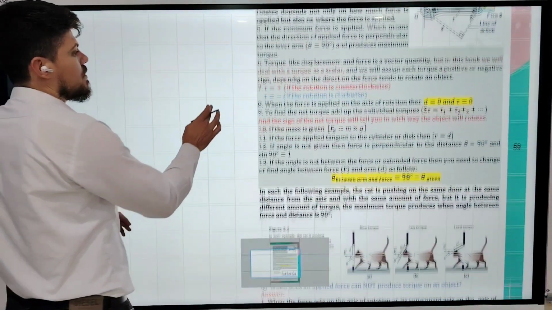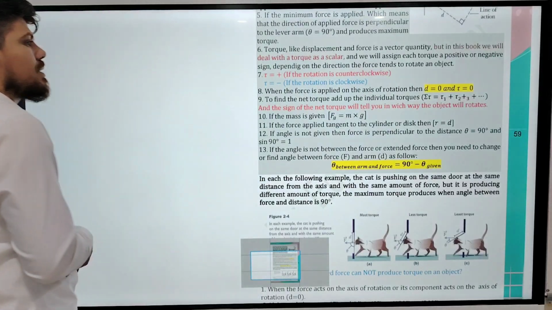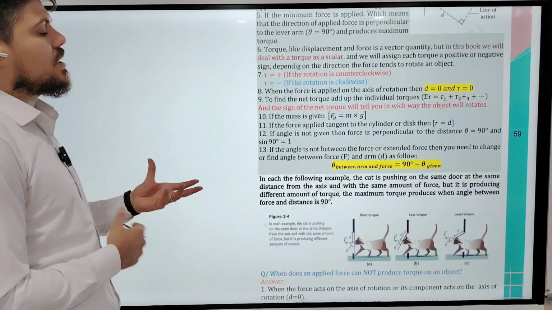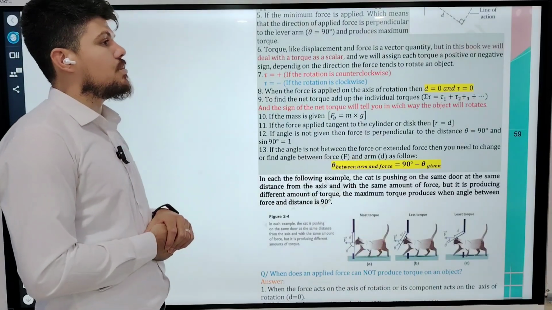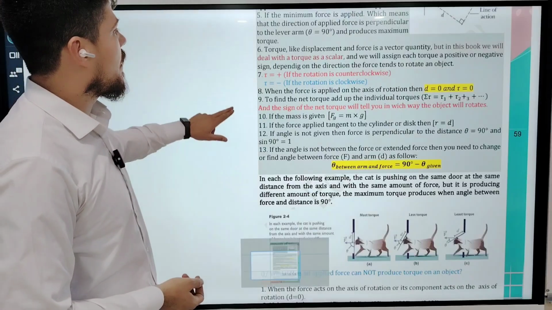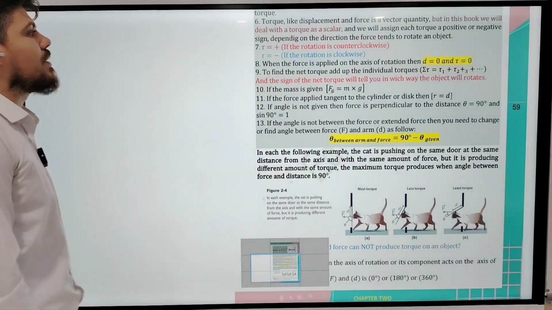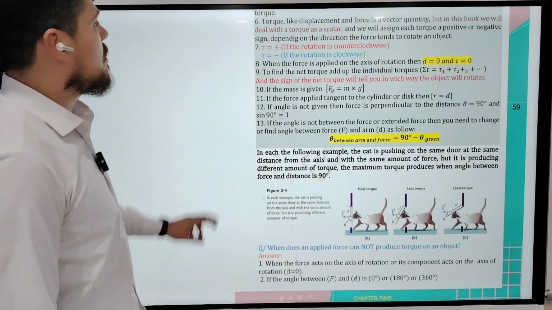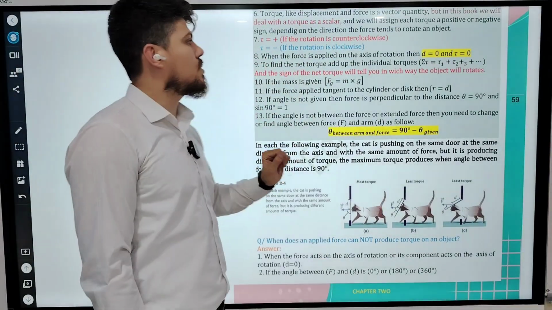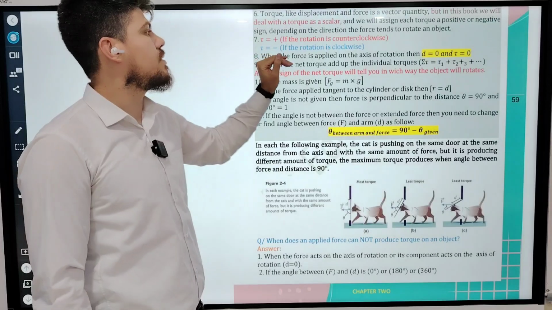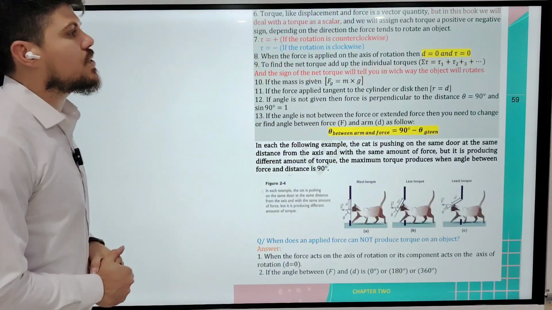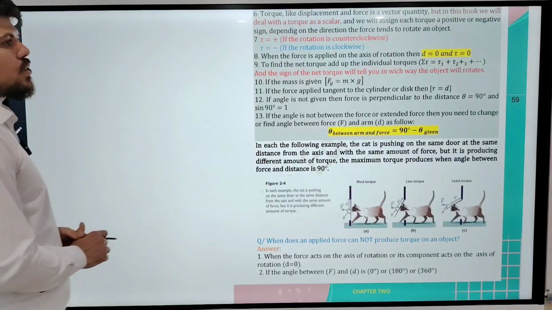Such as we studied in chapter 1 about angular acceleration and angular speed, its sign depends on the direction of movement, clockwise or counterclockwise. Every clockwise direction has a negative sign, and every counterclockwise direction has a positive sign. Torque becomes positive if the rotation is what? Counterclockwise. Be careful. Torque is negative if the rotation is what? Clockwise. When the force is applied on the axis of rotation, d is 0 and torque is 0.